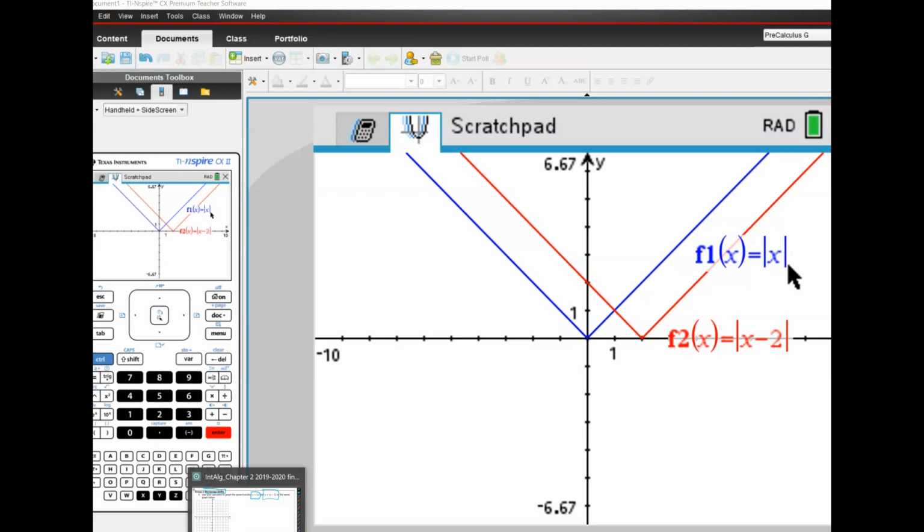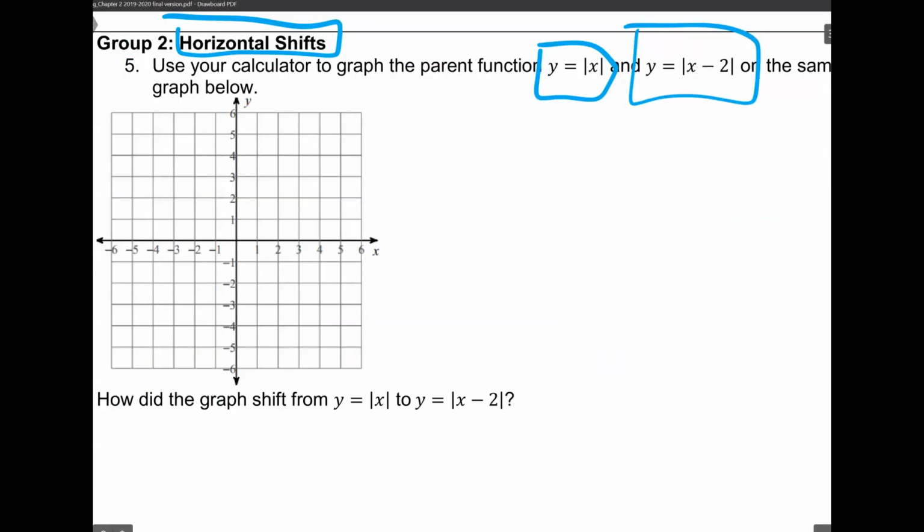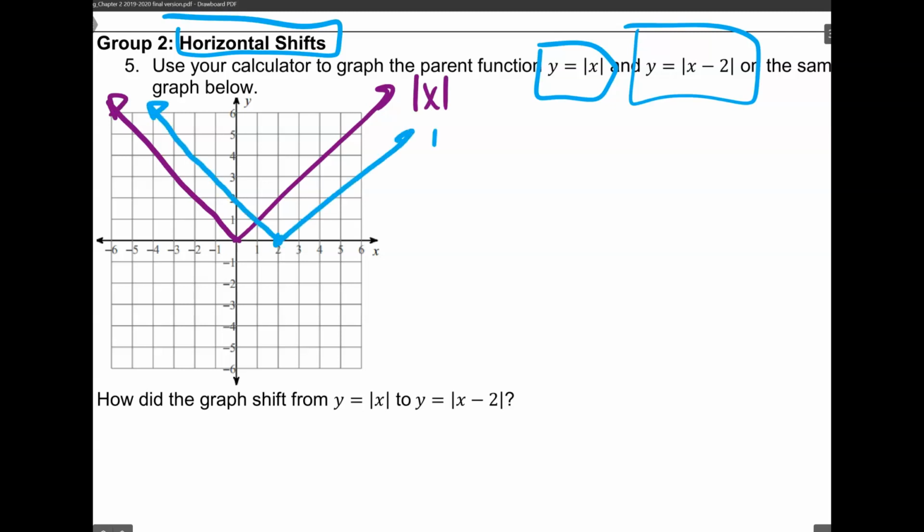It's good. All right, so I have my absolute value. I'm trying to do all of the general graphs in the purple, so that way you can go back and look. And I'm shifting 2 to the right. So this is absolute value of x minus 2. Absolute value of x minus 2. So what's happening here? We shift.